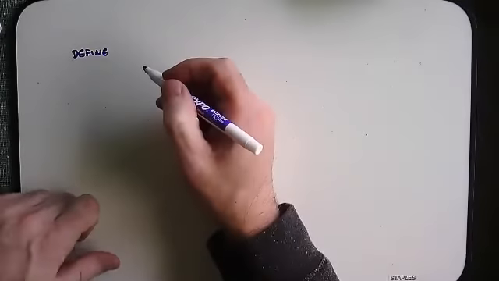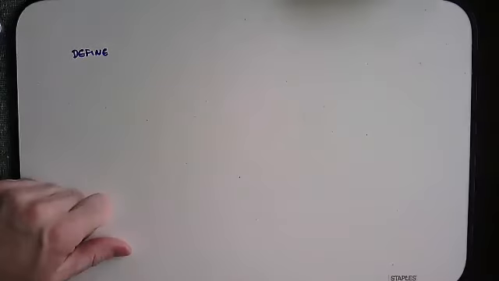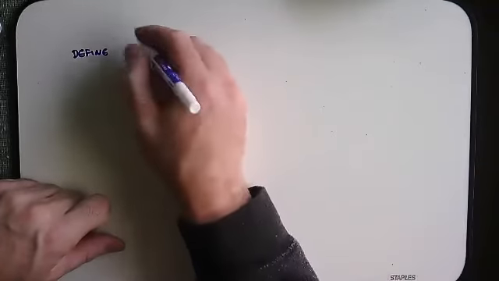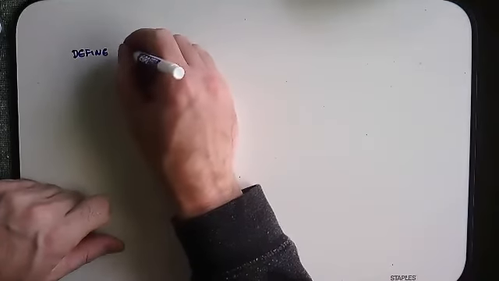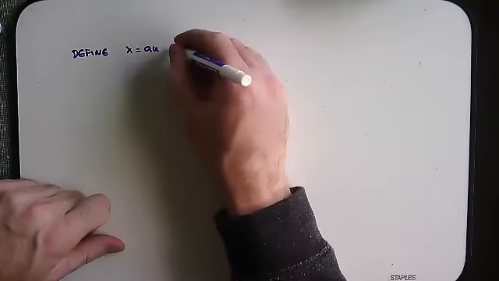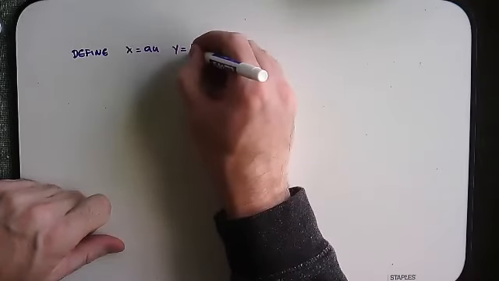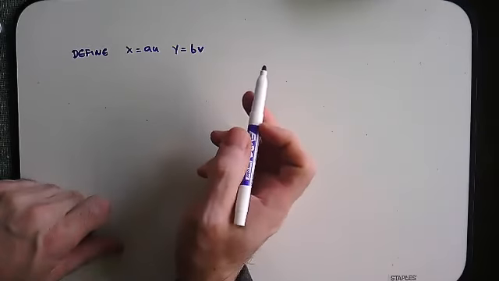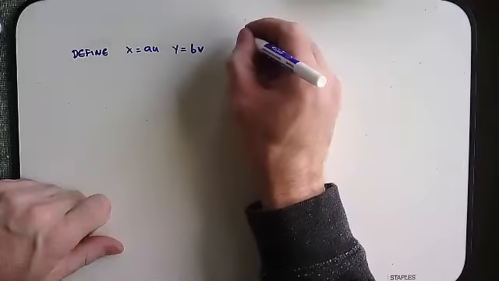There's no reason to use that or any other letter, but here's the relationship between x and u and y and v that I just described. So if we say x equals a times u and y equals b times v, and it's a little bit tricky to see where those came from, here are our original equations.